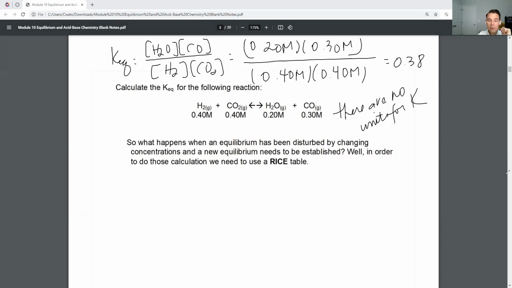So what happens when an equilibrium has been disturbed by changing concentrations and a new equilibrium needs to be established? In order to do these calculations, we have to use a RICE table. Okay, R-I-C-E. Some people call these ICE tables and they just leave the R off. It doesn't matter, it's the same thing. So the R stands for the reaction, which is where you write the balanced equation.